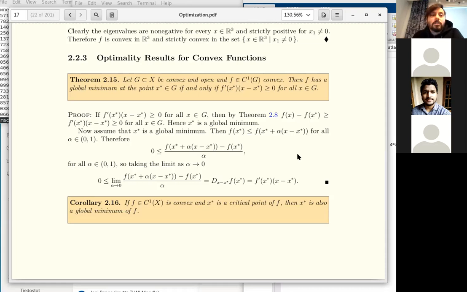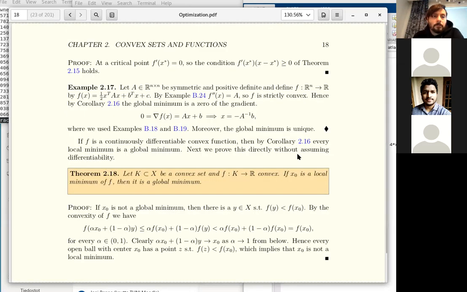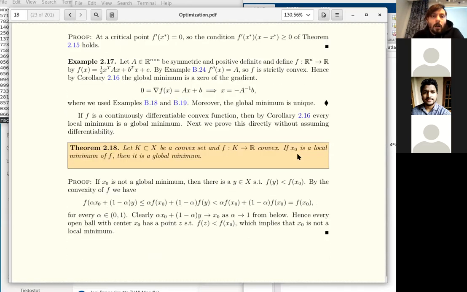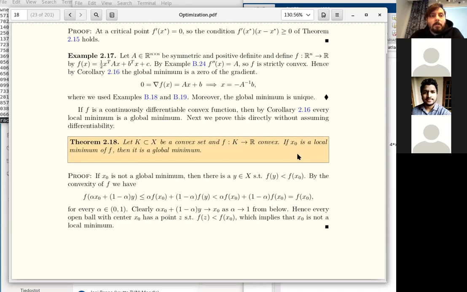So with convex functions, optimization is actually pretty easy. That's why we talked about convex functions, and we want our functions to be convex if we are to minimize them. Here's an example. Let's say we have a symmetric positive definite matrix A, and let's say we have what is called a quadratic form. It's defined like this: f of x is 1/2 times x transpose A x plus b transpose x plus c.